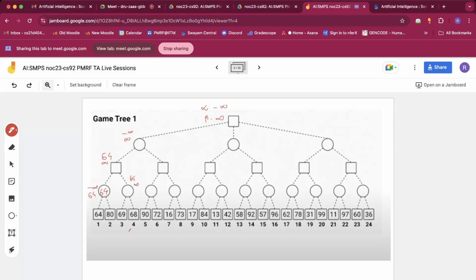This 69 child will offer a value of 69, which is lesser than infinity. So the beta value will get updated to 69. Now this will look at the 68 child. The 68 child will offer a value of 68, which is again lesser than 69. So again the beta value will get updated to 68. So this will return a value of 68, and 68 will get assigned to this min node.